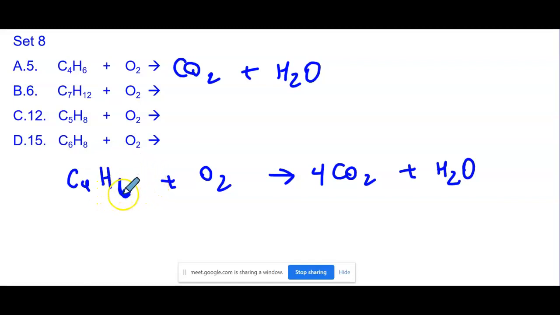I'm going to do hydrogen next. I have 6 and 2, so I got to get 6 hydrogens. I put a 3 there. So now my hydrogens are 6 and 6, yes? So now I want to do oxygens. From this piece, I get 8 oxygens plus 3 more oxygens from that piece. Do you see how I get the 8 and the 3?